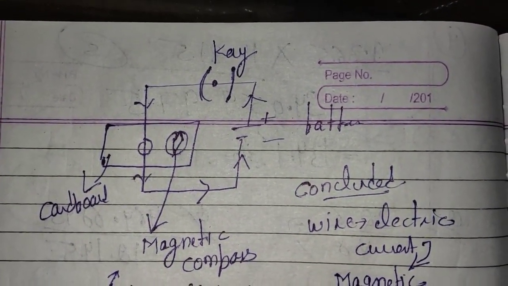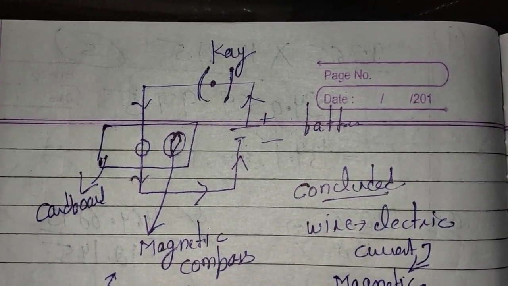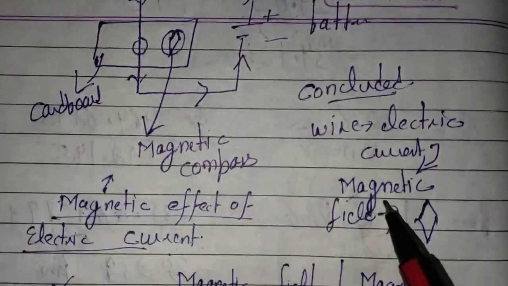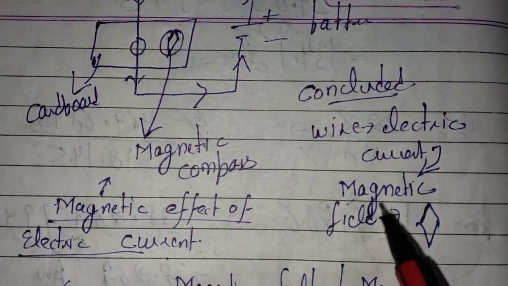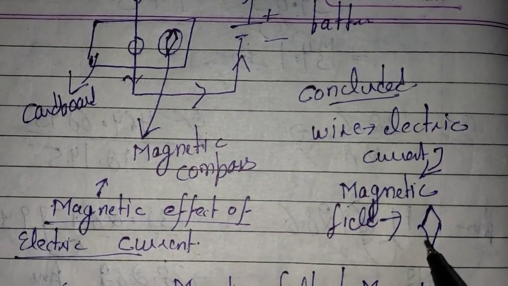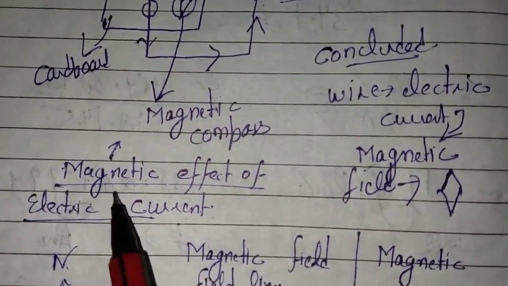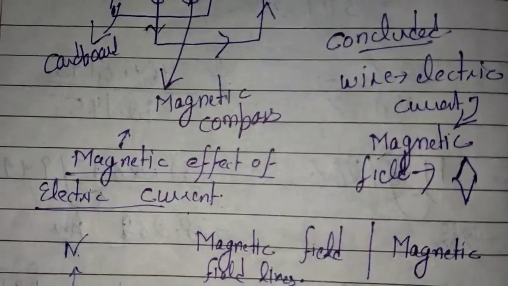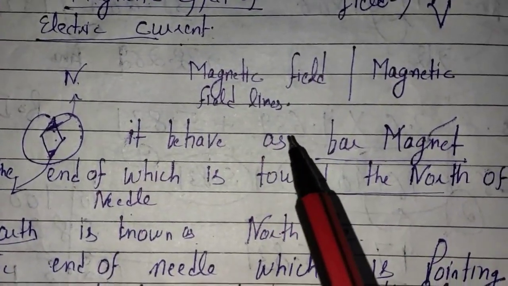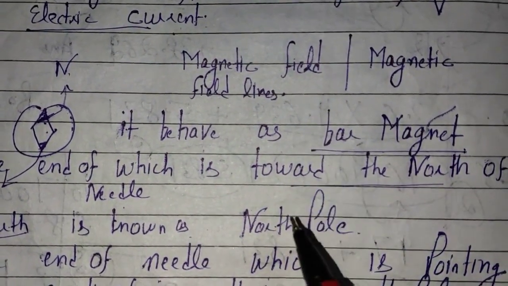So these effects are known as magnetic effects of electric current. So in the wire, current is running, and due to that a magnetic field is produced, and due to that magnetic field we have observed a deflection in the needle of a magnetic compass. So these are known as the magnetic effects of electric current. Magnetic field lines and magnetic field. What is magnetic field and what is magnetic field lines?